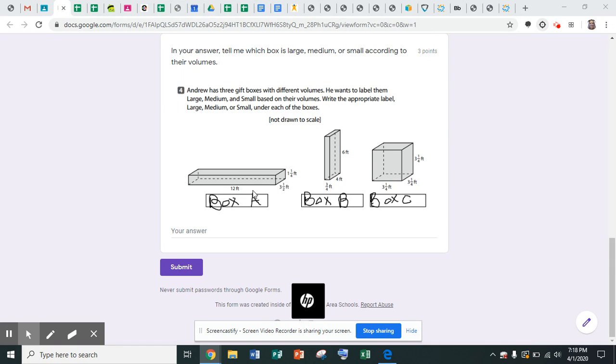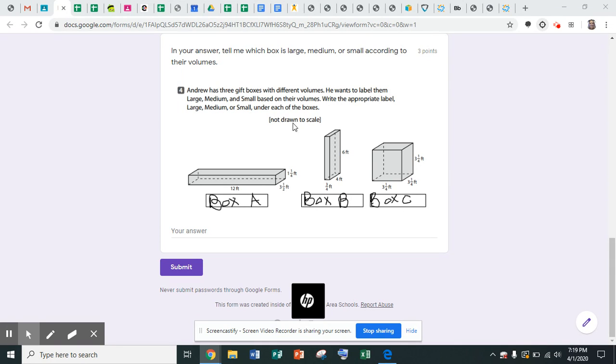Okay, so for this box, 12 feet by 3.5 feet by 1 1/4 feet. This is box A. So in your answer, you're going to tell me whether box A is small, medium, or large. Then box B is 3/4 feet, 4 feet by 6 feet. Is box B large, medium, or small? And box C, 3 1/4 feet by 3 1/4 feet by 3 1/4 feet. So is box C large, medium, or small?